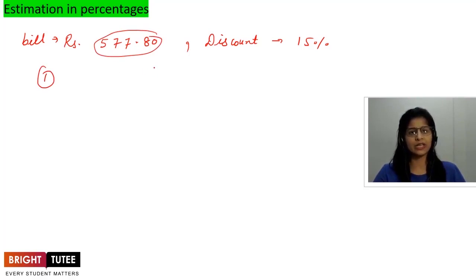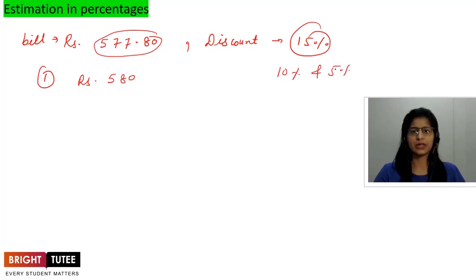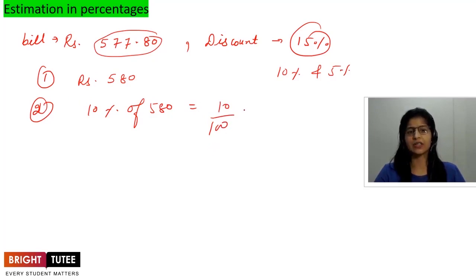When we estimate it to the nearest tens, we get rupees 580. Then we will calculate an estimated price that we have to pay. So this is 580. Now divide 15% into 10% and 5%. First, calculate 10% of 580. Why are we dividing it? Because calculating 10% is really easy. Removing the percent sign, we get 10/100 into 580. Cancel the zeros. You get rupees 58, right?